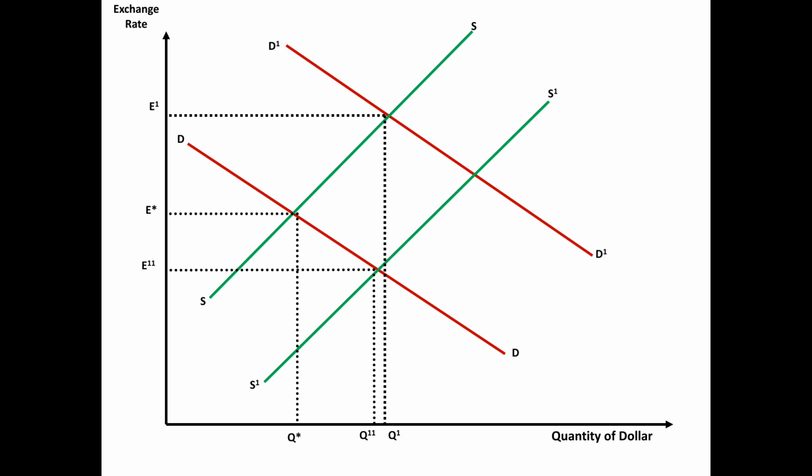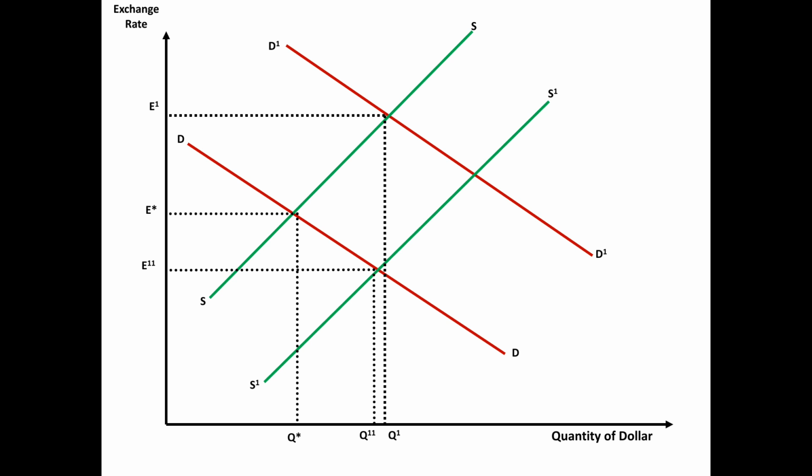Now let us suppose that there is an increase in demand for dollars. We shift the demand curve towards the right, to D dash. The supply curve remains unchanged. The new exchange rate will be at E dash. Now, an increase in the demand for dollars leads to an increase in the exchange rate, or there is an appreciation in the value of the dollar. On the contrary, it also means that there is a depreciation in the value of the domestic currency, which in our example is the Indian rupee.